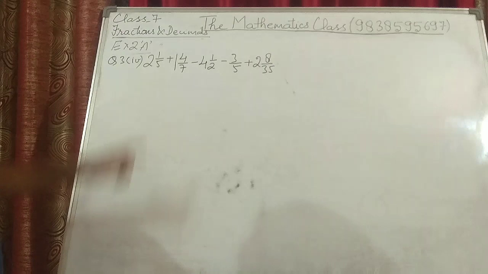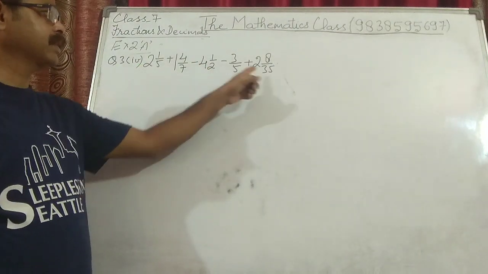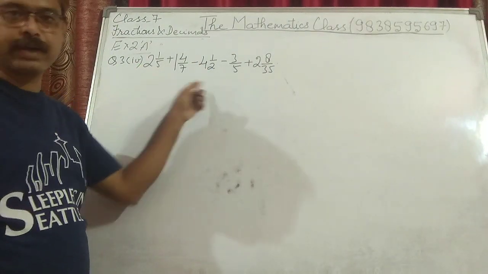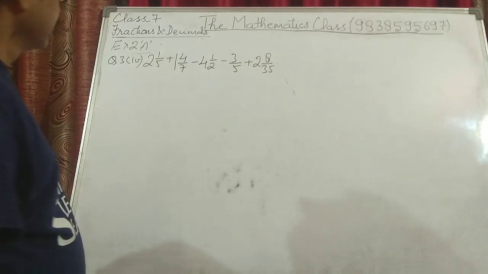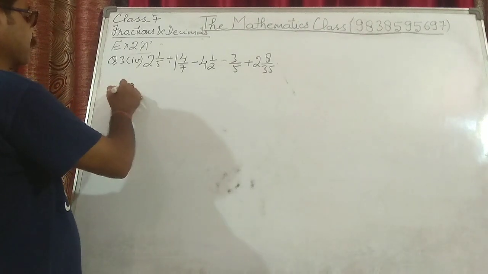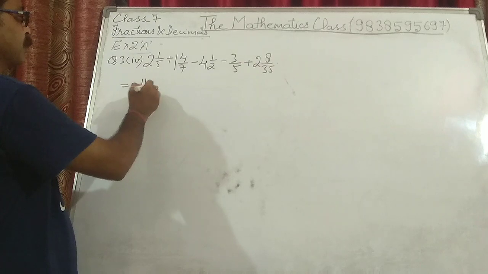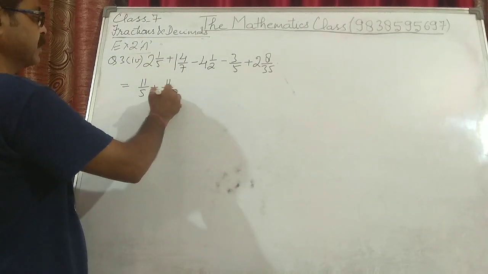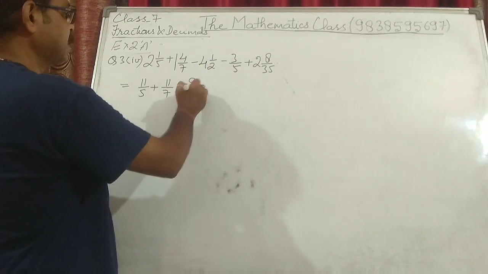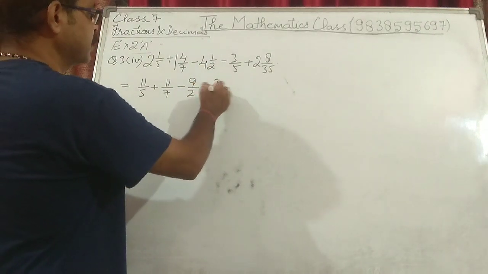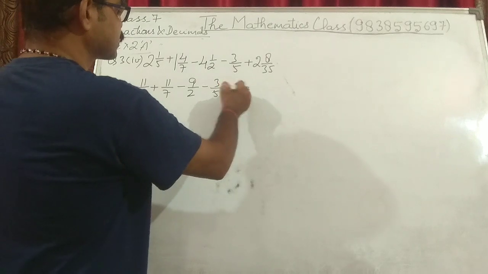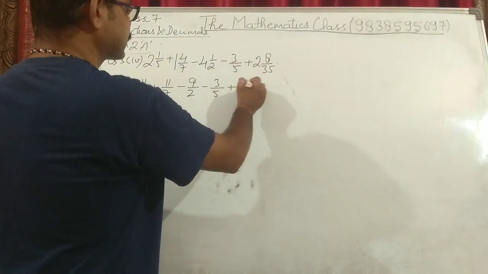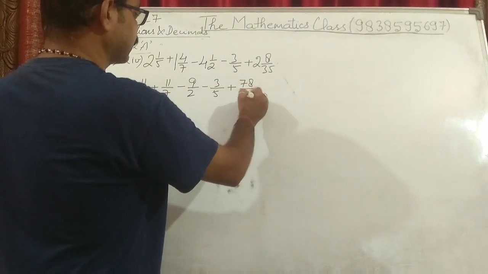First of all, there are a few terms which are in the form of mixed fractions. We will convert them into improper fractions. So 5 1/5 becomes 26/5 plus 7 4/7 becomes 53/7 minus 4 1/2 becomes 9/2 minus 3/5 plus 8 78/35.